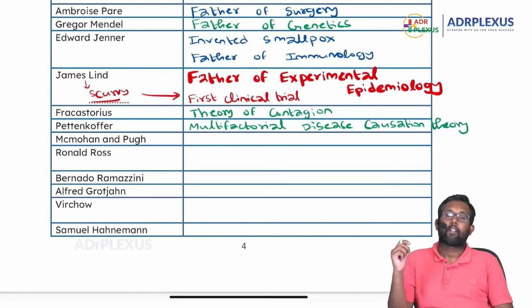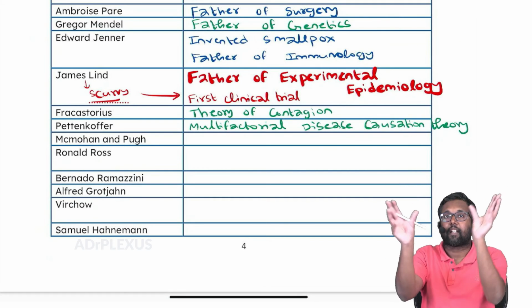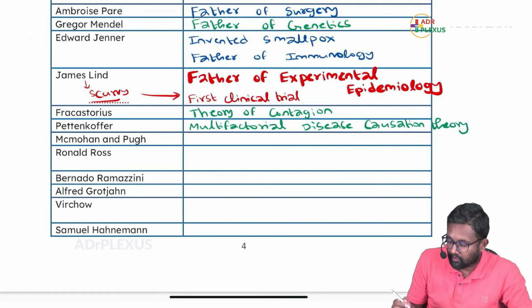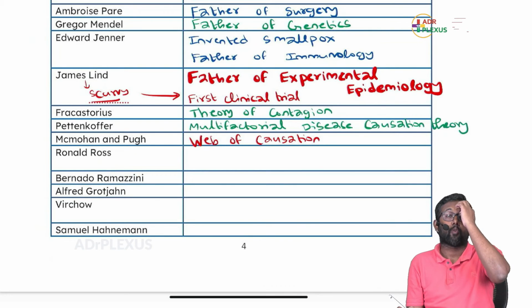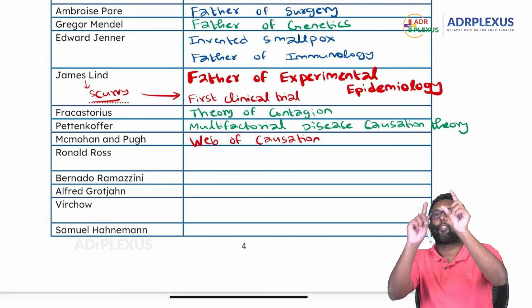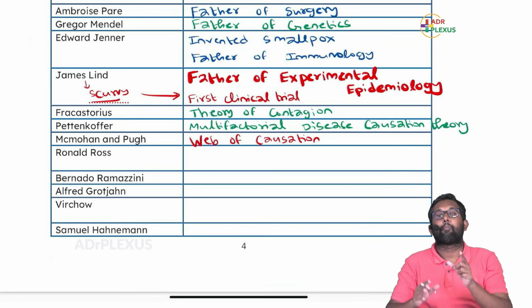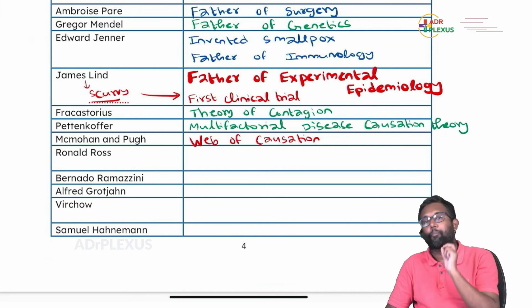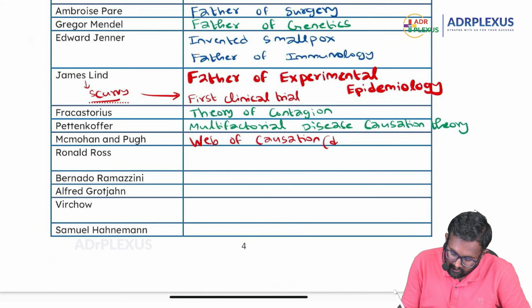Next is McMahon and Pugh. What they told us, the disease is like a spider web of causation. So once you start smoking or drinking alcohol, you get entangled in the web. Ultimately, it will lead you to myocardial infarction. So once you start a risk factor, it will lead to another factor. So it will be a constellation of effects. So this is called web of causation. McMahon and Pugh, a disease causation theory.